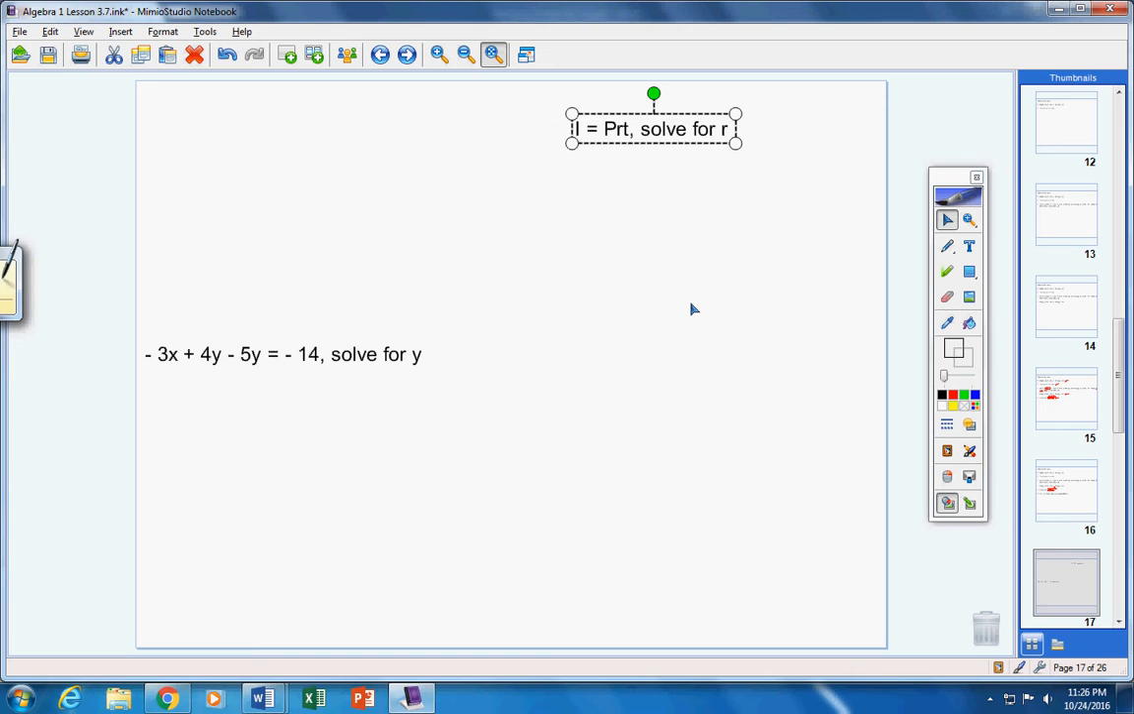Alright, here we go. This is an I equals PRT, okay? We're solving for R. Here we go. Step 1, simplify both sides. Well, this is one term. There's nothing I can do with that. PRT, this is one term. Nothing I can do. Step 2, eliminate fractions.